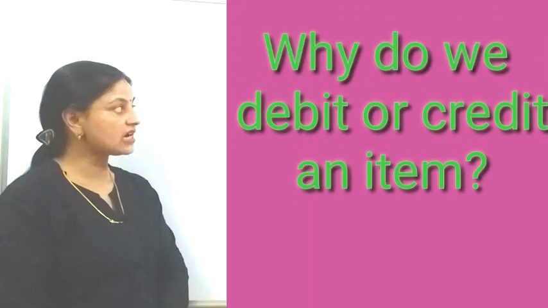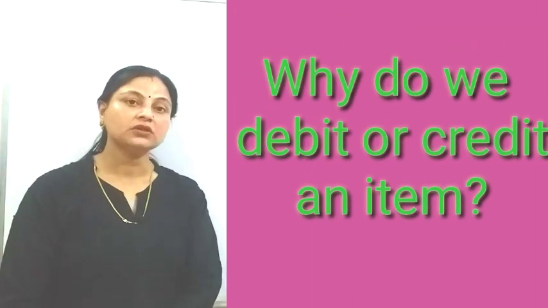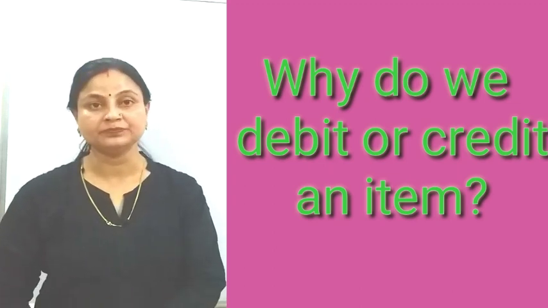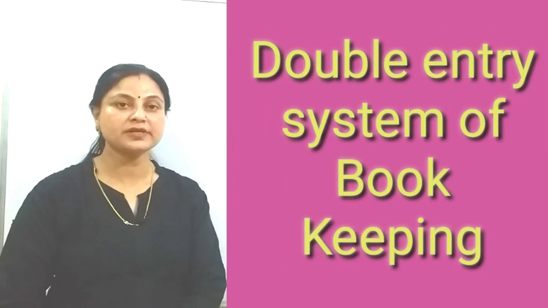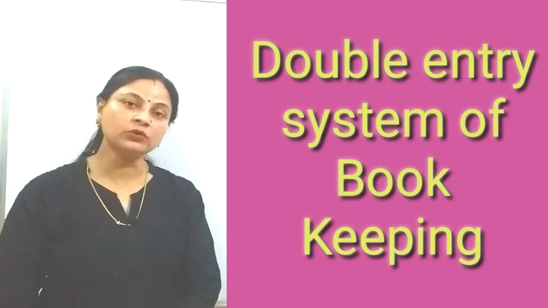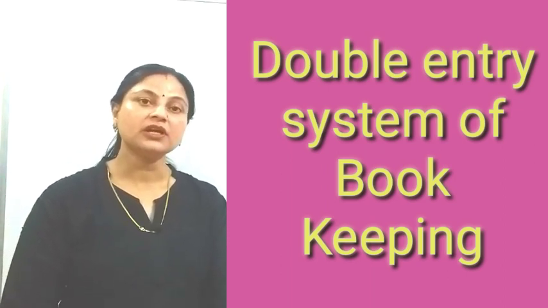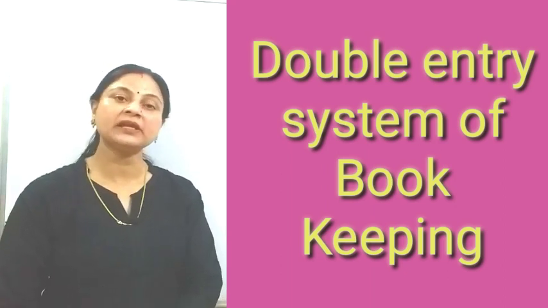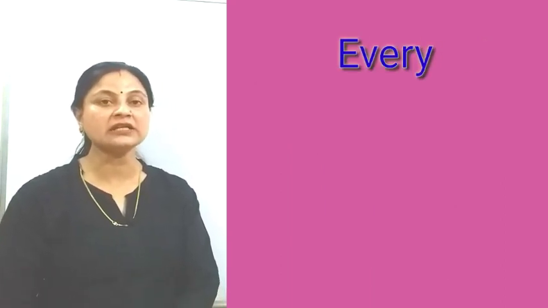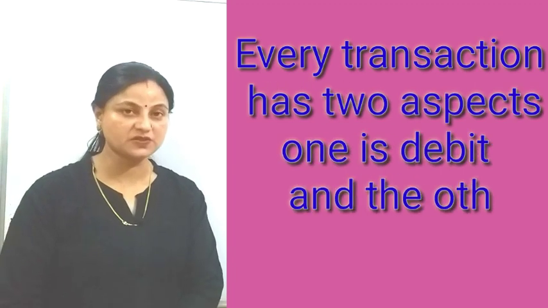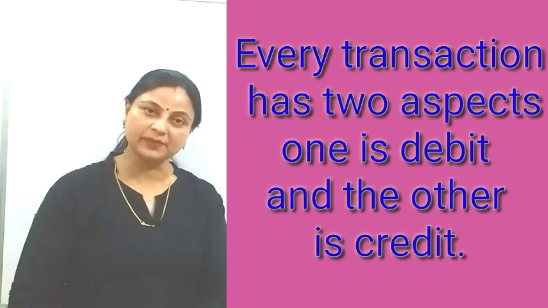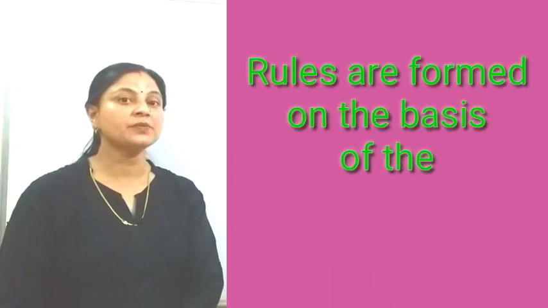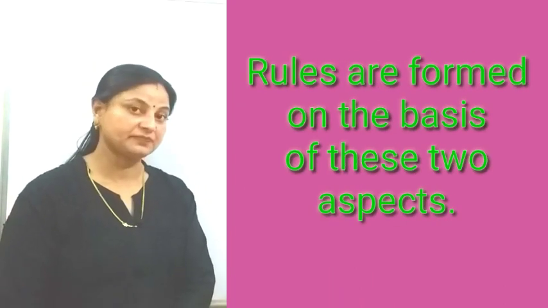So before starting the rules, you should know why we are debiting and crediting an item. The reason behind this is that the accounting system we follow is the recording of transactions in the double entry system. It means that every transaction has two aspects. The one is debit, the other one is credit. Rules are formed on the basis of these two aspects.